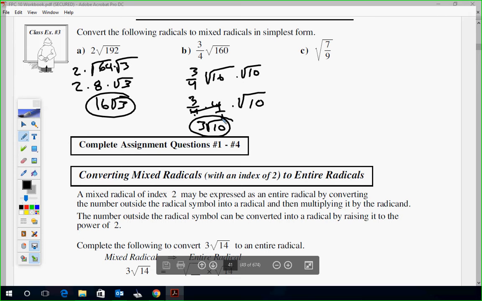Last but not least, the fractions, guys and gals. The fractions, every time, write them as 2. And then simplify what you can. If I write that as mixed, or as the book would call it mixed, you could write it 1/3 root 7 if you'd like.